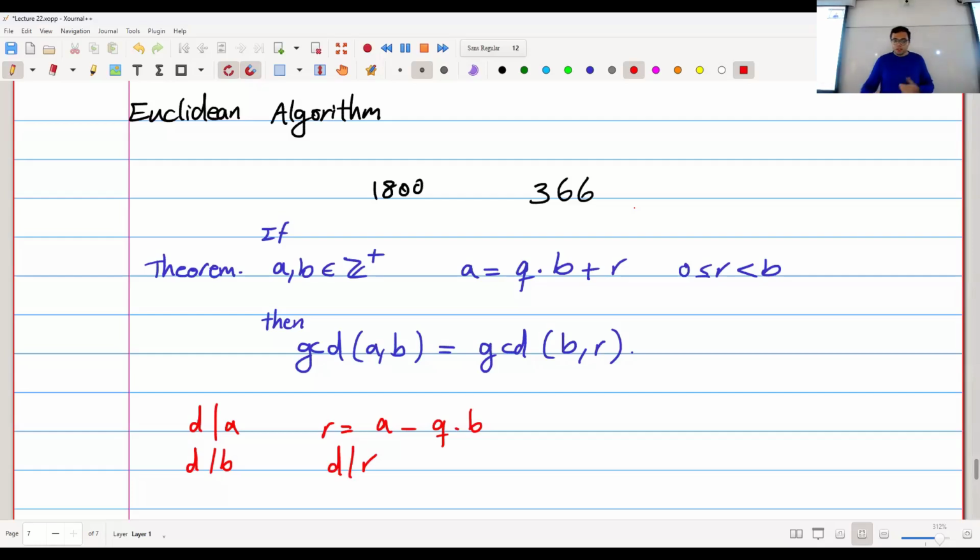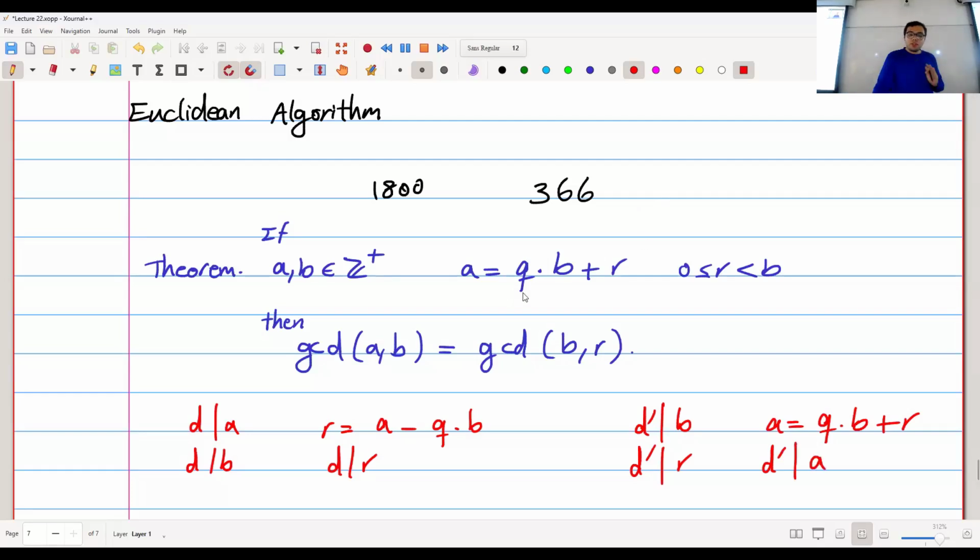Okay. But now let's look at it from another point of view. Let's look at B and R. So let's say I have some other number D prime that divides B and also divides R. Okay. But what is A? A is just Q times B plus R. If D prime divides B, D prime divides Q times B. And D prime divides R, so it divides Q times B plus R. So D prime divides A.